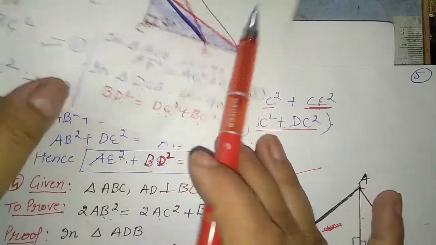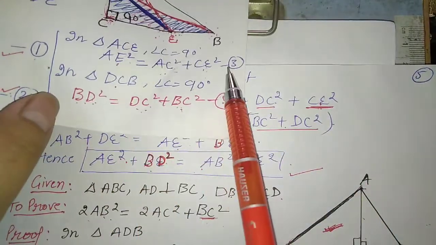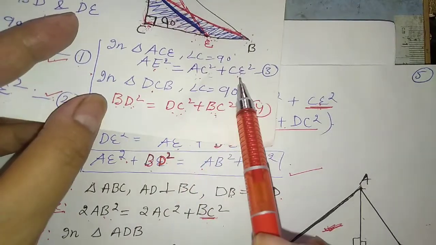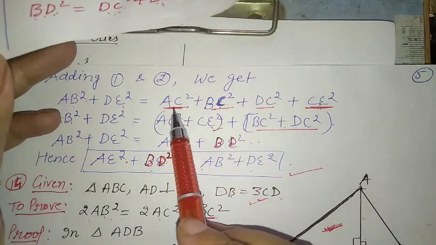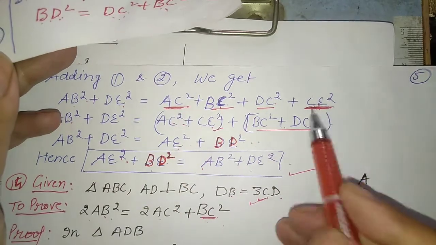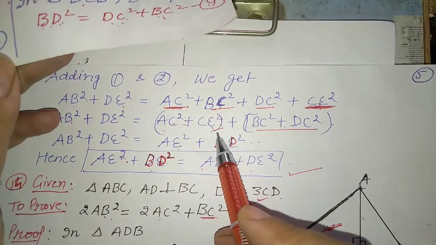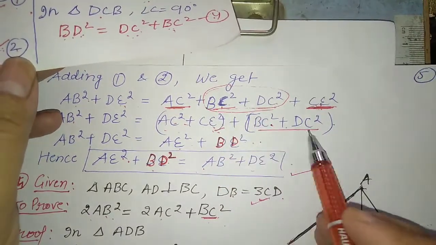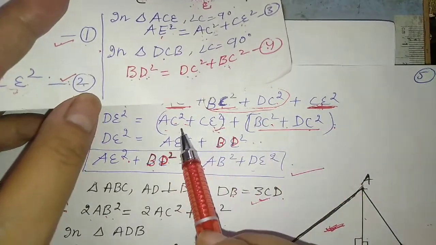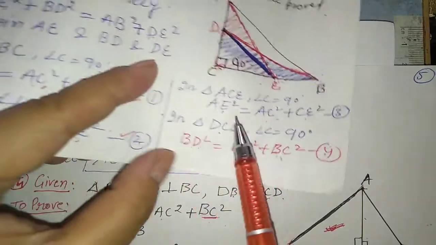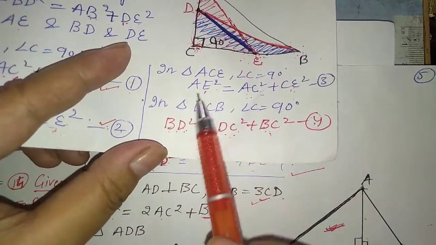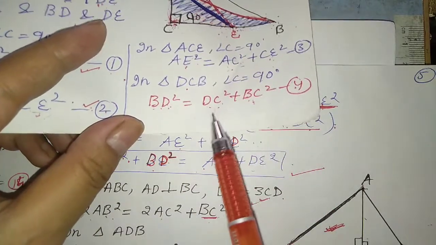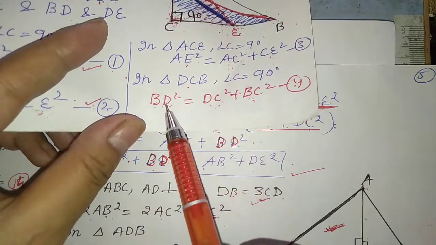Okay, now we will make the pairs and compare it with the equation number 3 and 4. So in equation 3 we are getting AC and CE. So this AC and CE we will collect together in one bracket and remaining we will put in one bracket, BC square plus DC square. So here we get AC plus CE whole square, that is equals to AE square, and BC plus CD whole square, that is equal to BD square.